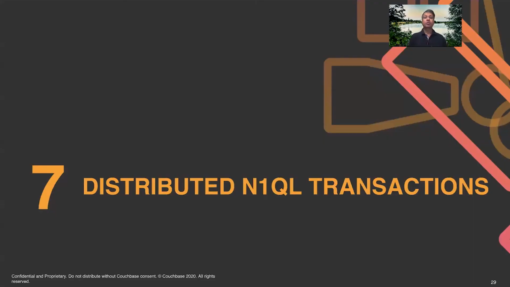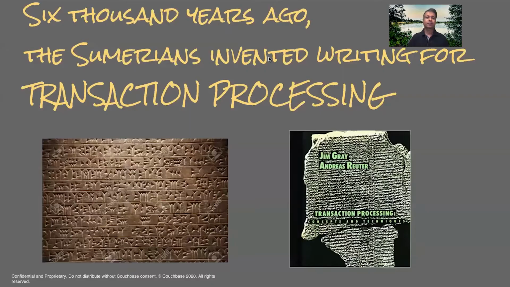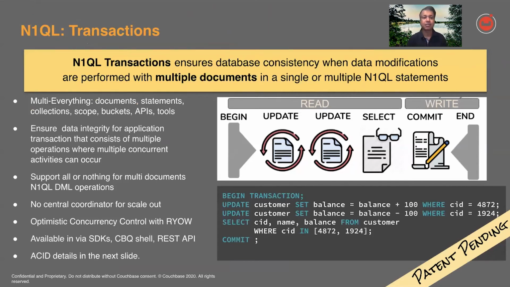Finally, distributed Nickel transactions. As they say, 6,000 years ago, the Sumerians invented writing for transaction processing. NoSQL databases themselves have gone through their evolution. NoSQL originally meant no SQL, no transactions for multi-statement, multi-document transactions. So we have gone through our evolution: you have seen support of SQL before. Now we are adding support for transactions.